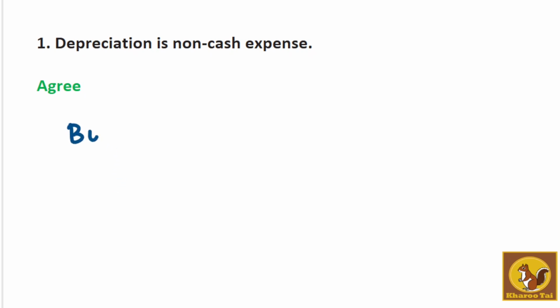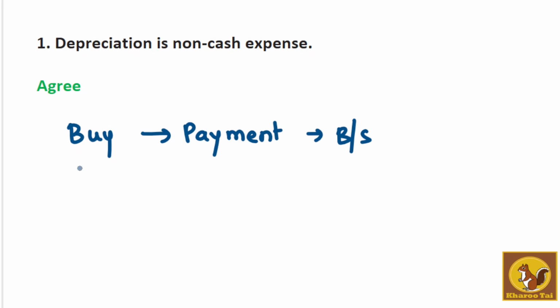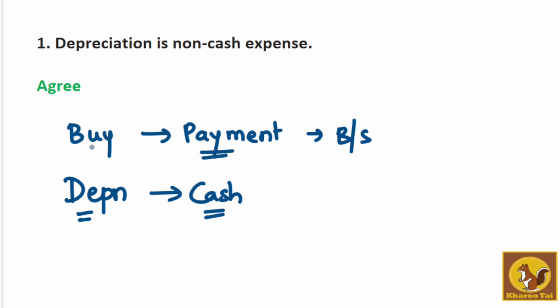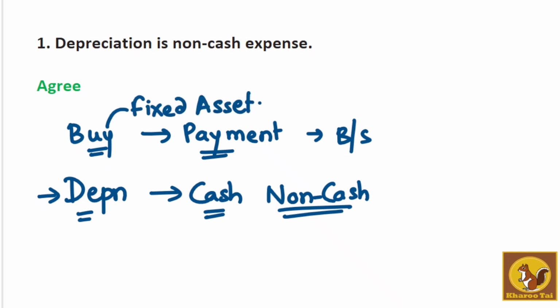When we buy fixed asset, we make the payment, right? But the asset is shown in balance sheet, and part of this expenditure we show it as depreciation every year. When we charge depreciation, no cash is going out of business. The cash went out of business while buying the fixed asset and not when depreciation is charged. So it is a non-cash expense. There is no outflow of cash. What we are buying? Fixed asset. So the answer is yes, we agree, depreciation is a non-cash expense.